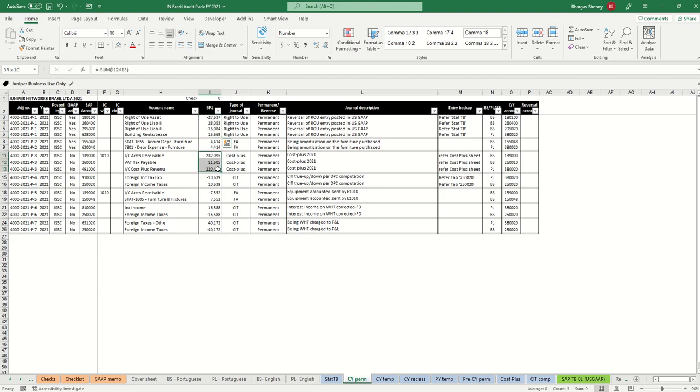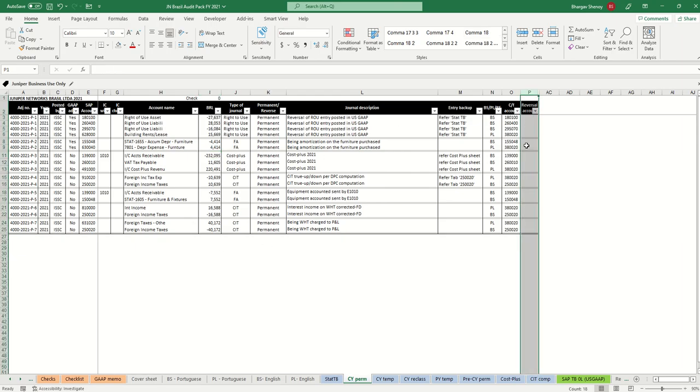And because of all the entries that we saw in temporary, we have our cost plus entry, which also goes up or down. And then we have got our tax computation, which leads to this true up or true down. So that's how basically this entire sheet works.